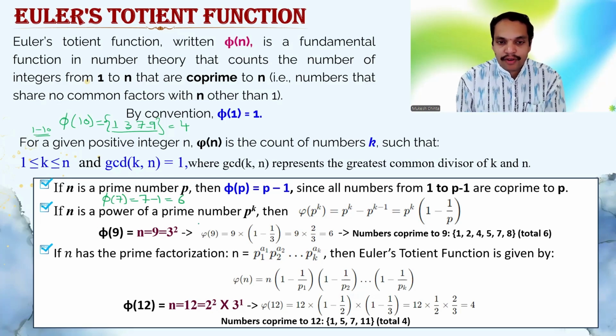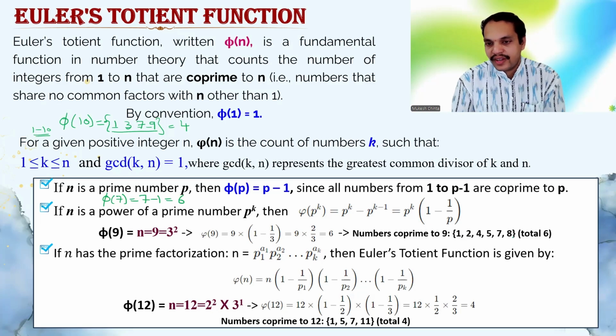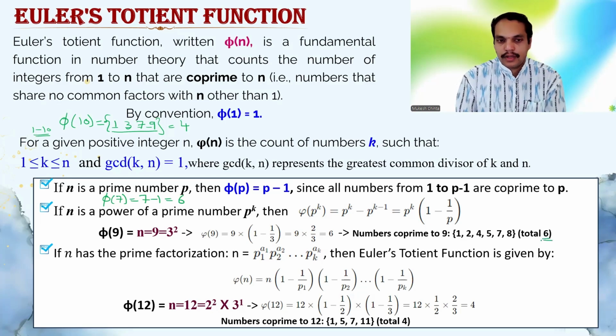If n is a power of a prime number, that means if n is equal to 9, and I can write this number as a power of the prime number, 3 square, I have to do it in this particular manner. 9 into 1 minus 1 by 3, which gives me 9 into 2 by 3, which is 6. So numbers that are co-prime to 9 are 1, 2, 4, 5, 7, 8, a total of 6.